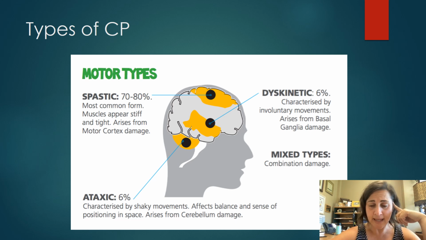And then the last type of cerebral palsy is what we call mixed CP. Mixed types of CP feature more than one type of the previously described cerebral palsy forms.